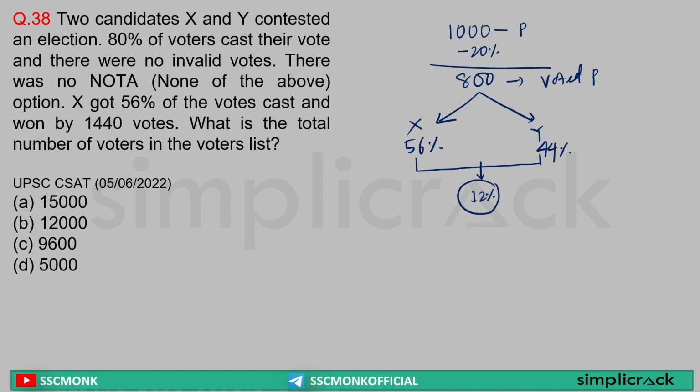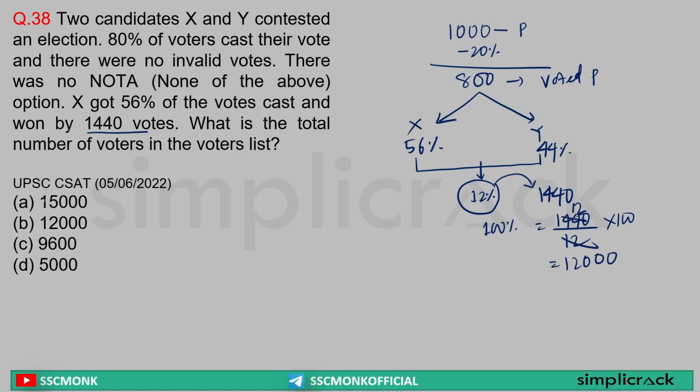Now this 12% margin is equal to what? 1440 votes. So it is equal to 1440. Sir, 12% is 1440. So 100% will be equal to what? 1440 by 12 into 100. Sir, 12 12s are 144. So this is equal to 12000.